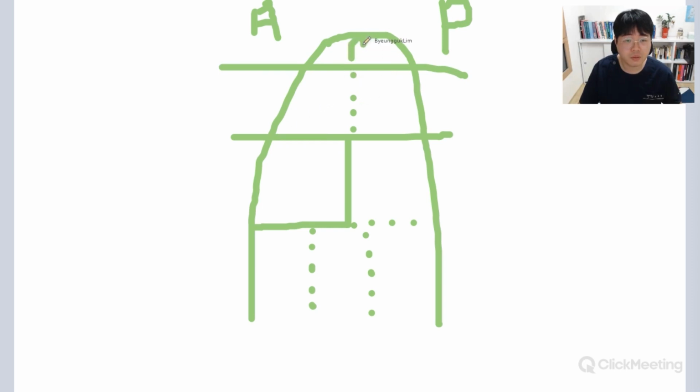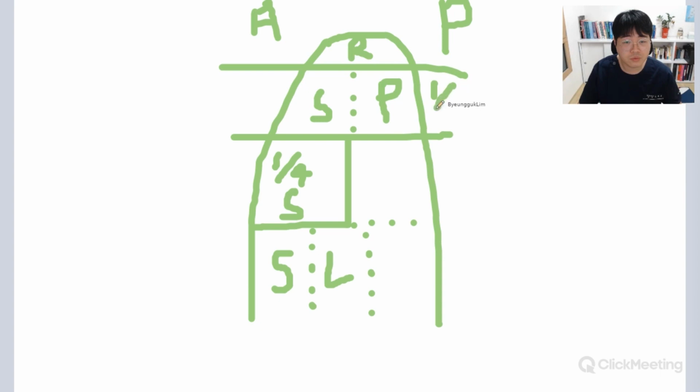The apical part is reclining position for postural drainage, and this is supine position, and supine, still supine, and supine. This is the sideline and the prone position, and prone position, and also prone position.